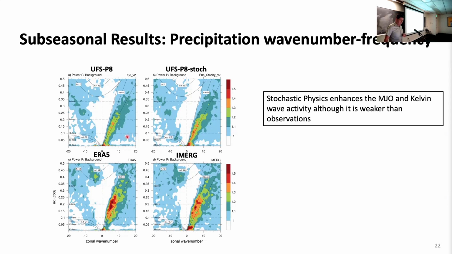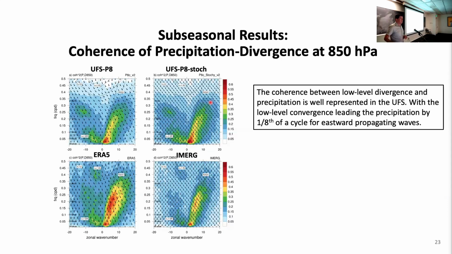So the stochastic physics, again, produces more variability than deterministic physics. So here we are getting the signal of an MJO. It's weaker, maybe a little too weak, but it shows something there. And then it has this propagation in the Kelvin wave that is pretty important.